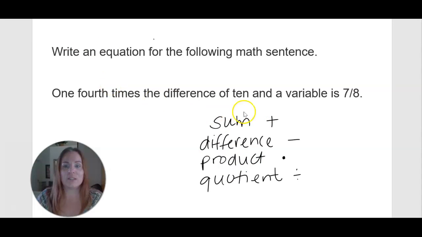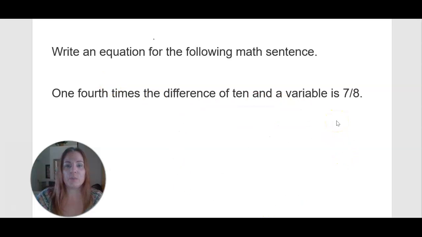All right, so let's take a look at this one. For this problem, we're asked to write an equation for the following math sentence. 1/4 times the difference of 10 and a variable is 7/8. All right, so there's one of those key words, difference. We know that difference means subtract, and it's telling us what to subtract. It's whatever comes after the word difference, right? So it says the difference of 10 and a variable. Difference of 10 and a variable means subtract 10 and a variable.